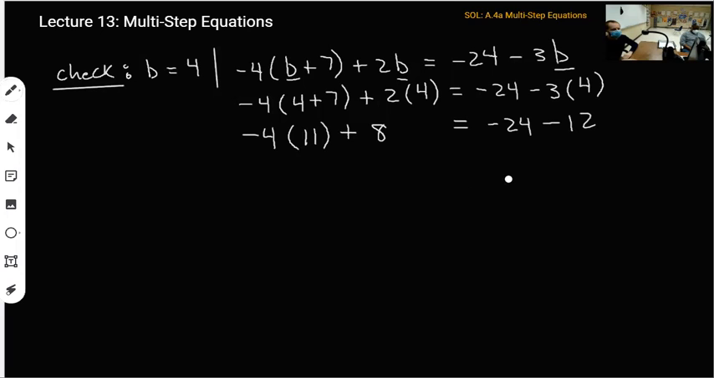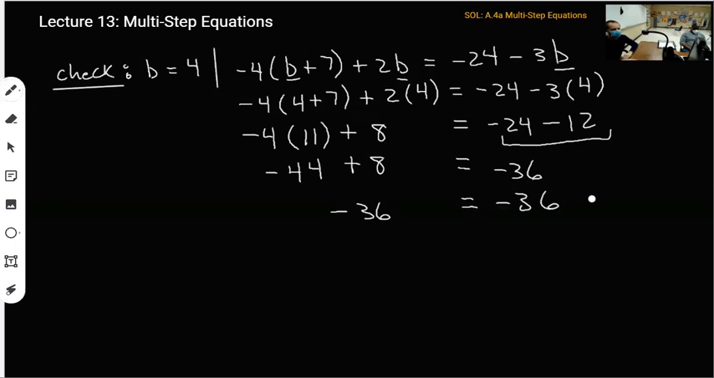And now the last two things that I can do is I can multiply and I can add, right? So negative 4 times 11 is negative 44. And I still have that plus 8. Over here on this side, I've got negative 24 minus 12. They're going to combine to give me negative 36. And then negative 44 plus 8 is negative 36. So I get negative 36 is equal to negative 36. And that is true. So I know that b equals 4 is going to be a solution for this equation.